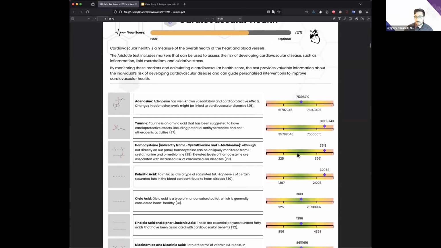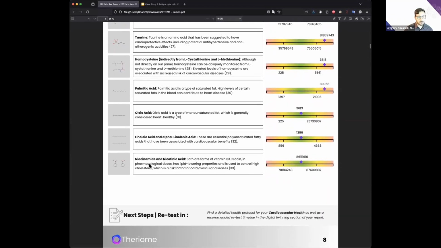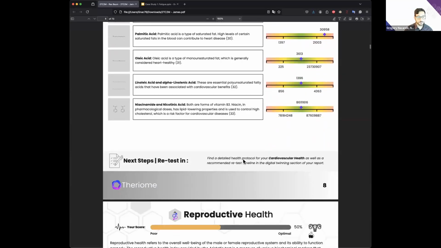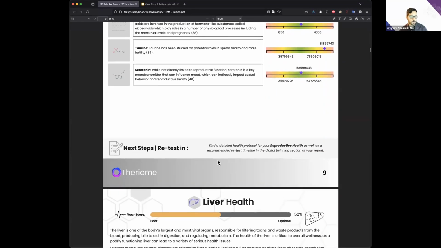Cardiovascular health, so homocysteine a little bit elevated. That's of concern. Palmitic acid, we talked about that. And again, niacinamide, nicotinic acid, not really that concerning. Reproductive health, not much I want to glean here. Here's his caffeine, though, pinging a little bit on the higher end. Makes sense. He's having a lot of coffee, caffeine consumption. Serotonin within normal range here.